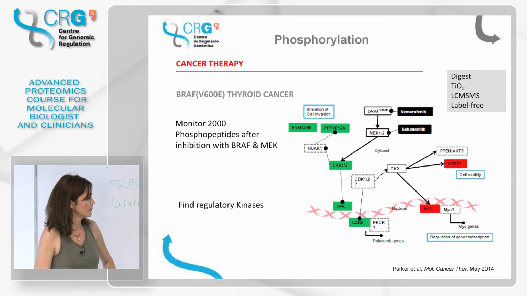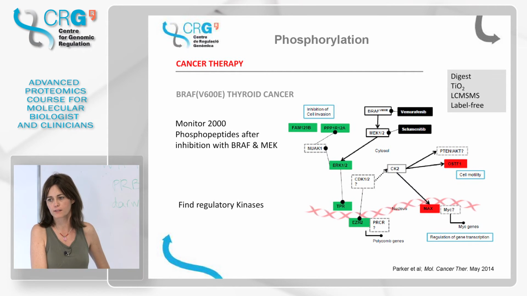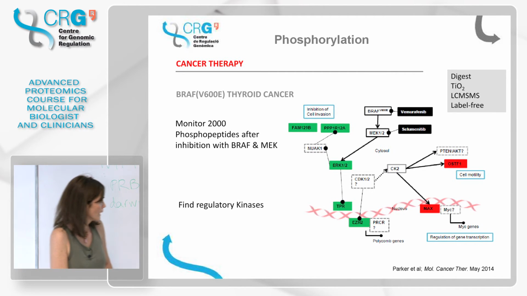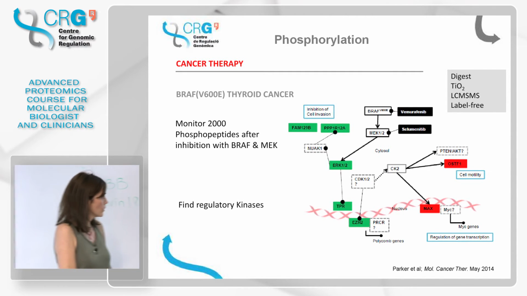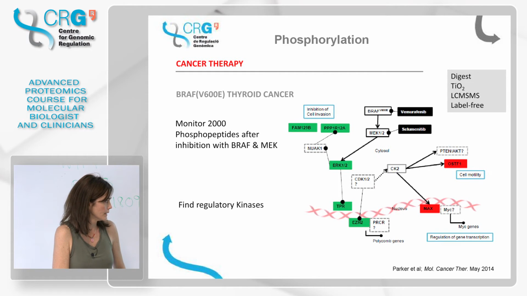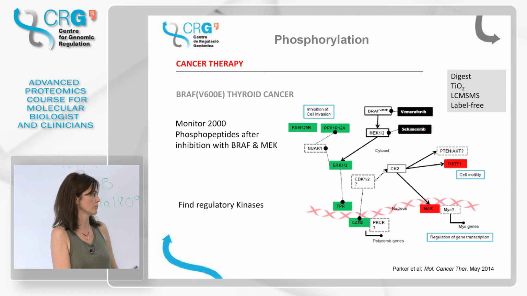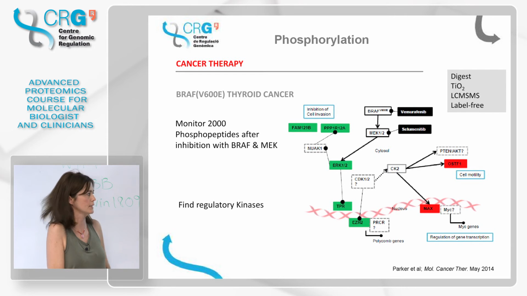And as an example of phosphorylation in cancer therapy, as you know, kinases are very much involved in driving cells, and sometimes they can also explain the resistance to some drug treatments. So what these people do, this was published 1 year ago, was look at this BRAF mutated cell line of thyroid cancer with these small molecule inhibitors of this MAP kinase pathway, and they were trying to explain why this cell line was resistant to these drugs.